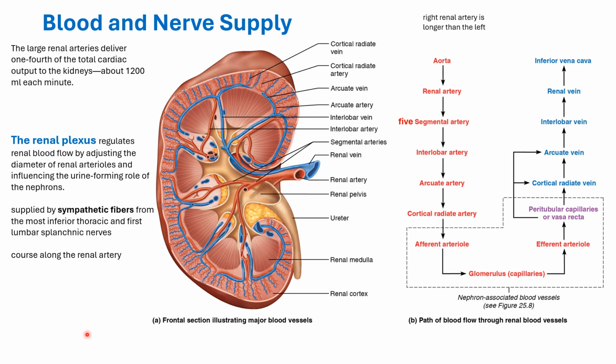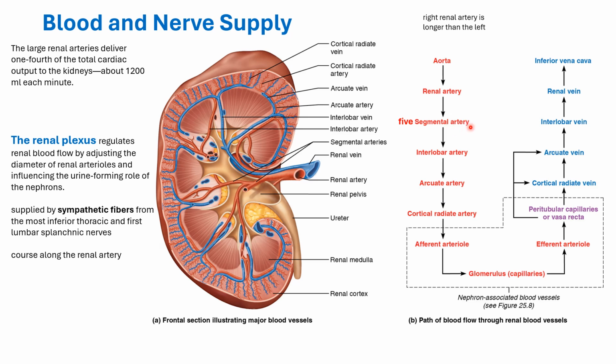Now let's look at the blood and the nerve supply of the kidneys. Kidneys have a large blood supply. About 1/4 of the total cardiac output goes to the kidneys every minute. The renal artery is a branch of the aorta. So the renal artery comes from the aorta, like we discussed before, and then it divides into segmental arteries. There are 5 segmental arteries in each kidney.